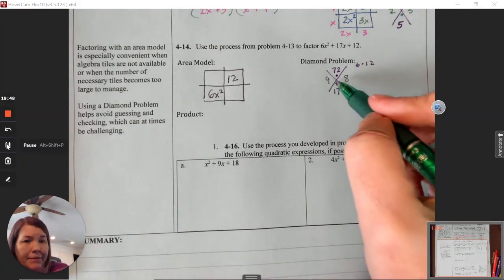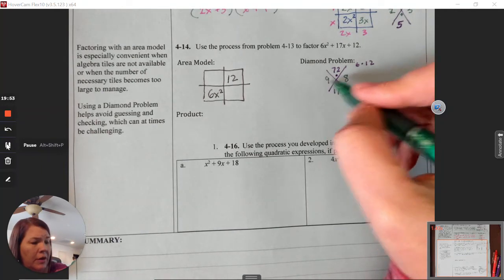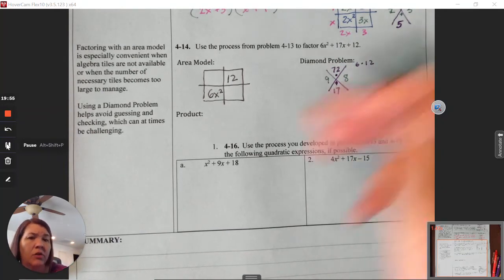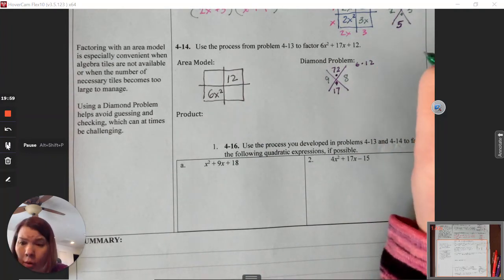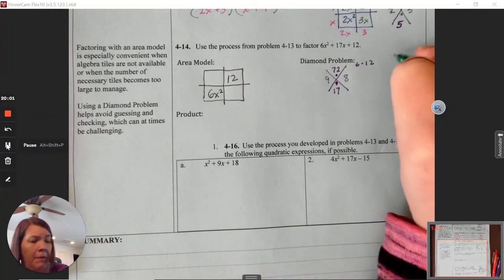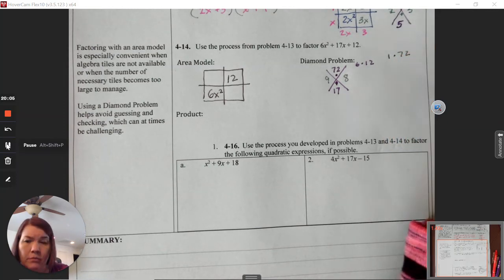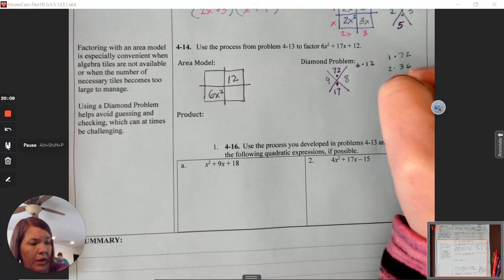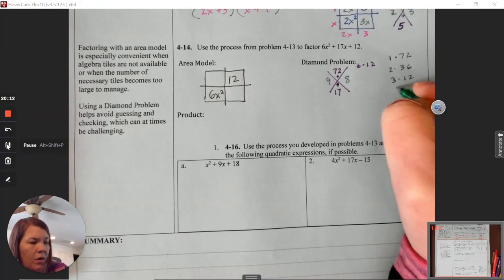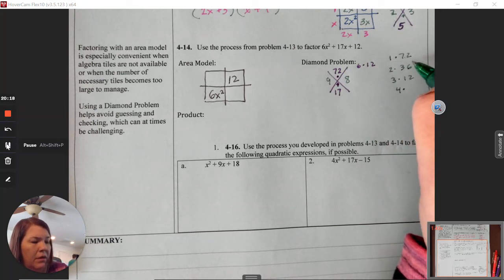So I chose 9 and 8. What I do when I'm thinking about this to help me choose: 9 plus 8 is 17, 9 times 8 is 72, but there's a lot of choices. So if I have no idea, I start at the beginning. 1 times 72, which is way too big. 2 times 36. 3 times 24. 4 times, 4 goes into 7 once.